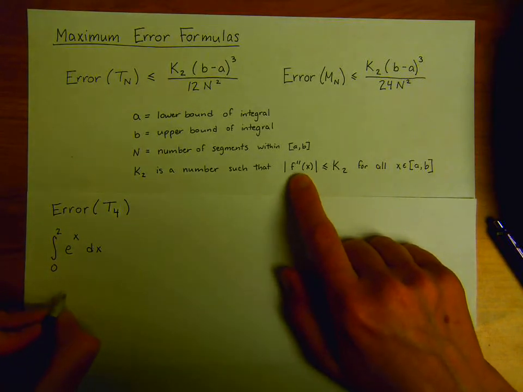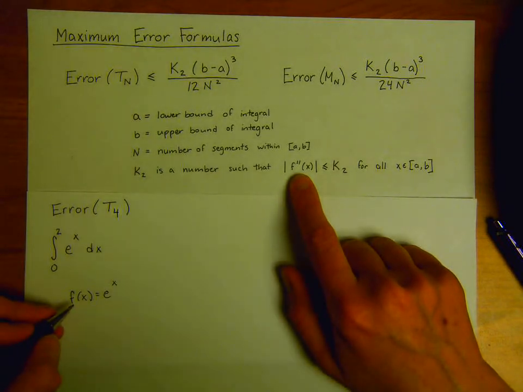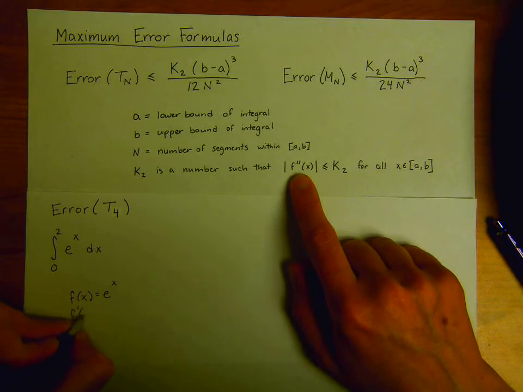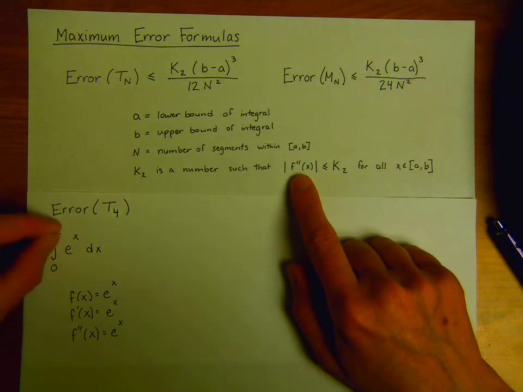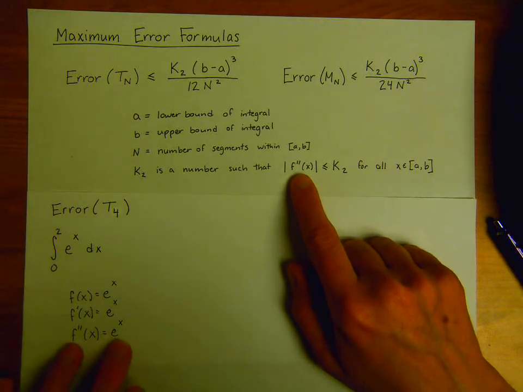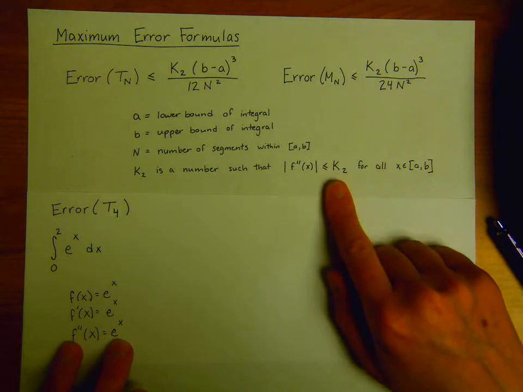In this case, our function f of x is equal to e to the x. It's sort of a simplistic example because our derivatives are exactly our functions. So we find that on the interval from 0 to 2, the second derivative of our function is e to the x, which we knew because we took 2 derivatives of it. And we want to make sure that the absolute value of this function is less than a number.